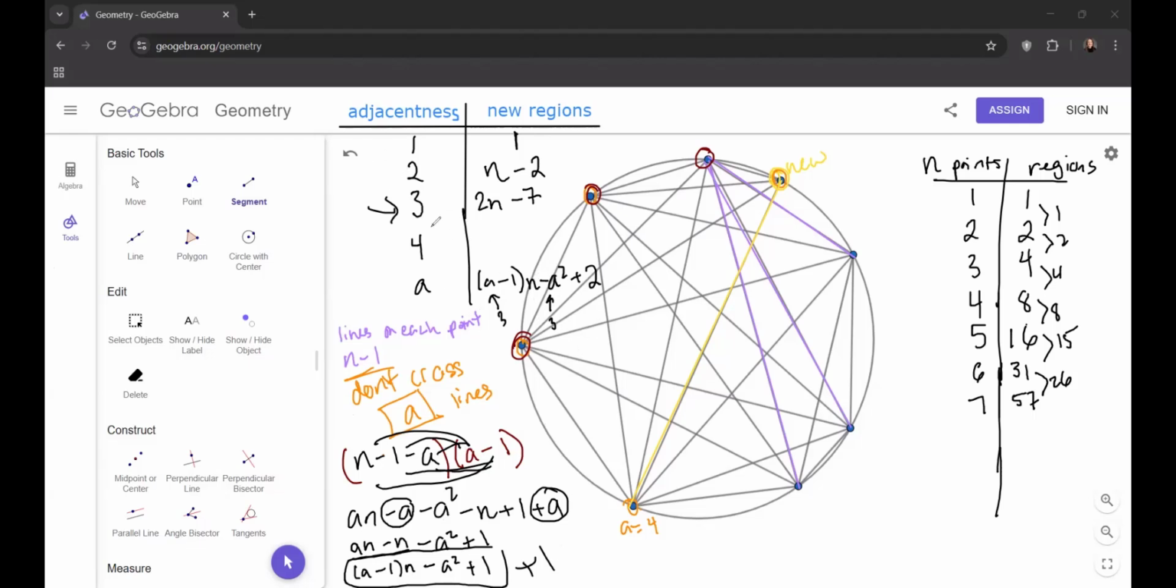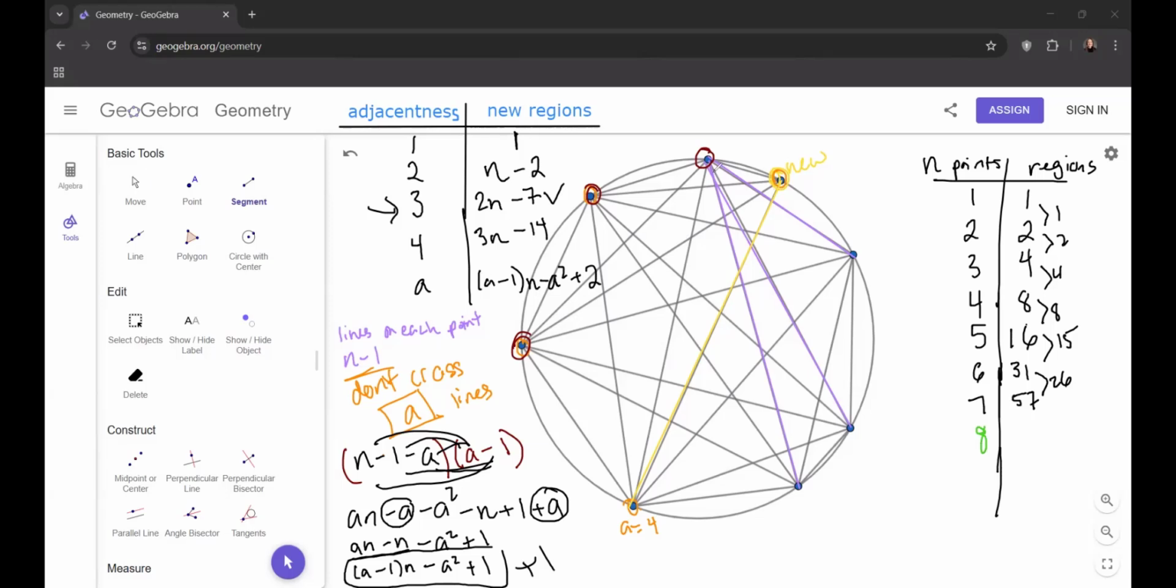So again, checking with our adjacentness of 3, that gives us 3n minus 9 plus 2, which is 2n minus 7. So that checks out. If we try that now for 4, because that's our new one here, that should give us 3n minus 4 squared, which is 16, plus 2, so minus 14. So let's go ahead and figure out what that number is for our current n value.